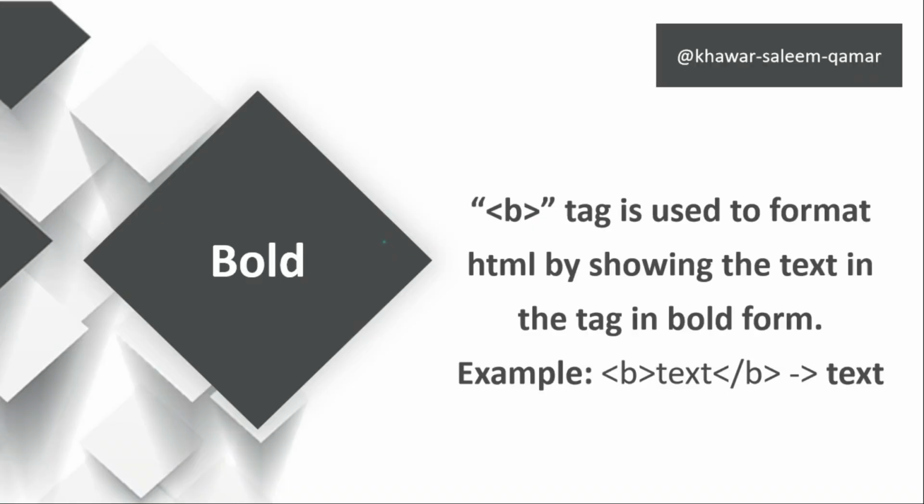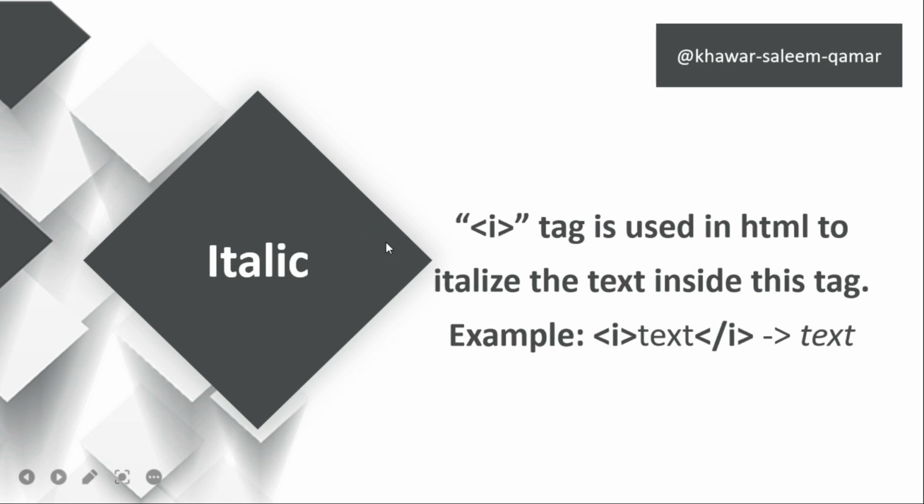After this bold tag, the next tag we will be reading is the italic tag. This tag is specified by the letter I. If you don't know what tags are, how they work, and what the basic format of a tag is, you can refer to our previous videos. We have discussed each and every aspect of those things in those videos. This italic tag would italicize the text inside it.